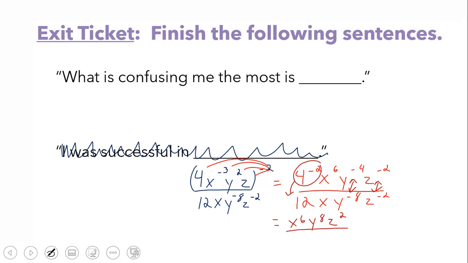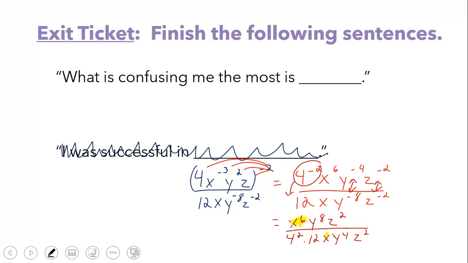On the bottom, that 4 to the -2nd ran down, so now I have 4 to the 2nd. 12 is still at the bottom. X is still on the bottom. The y to the -4th went down to the bottom to become y to the 4th. And that z to the -2nd up at the top went down to the bottom and became z to the 2nd. From this point, you're really just doing each thing individually. So line it up and do them.